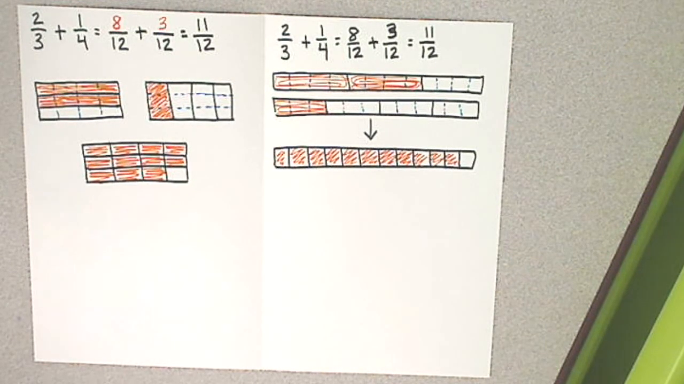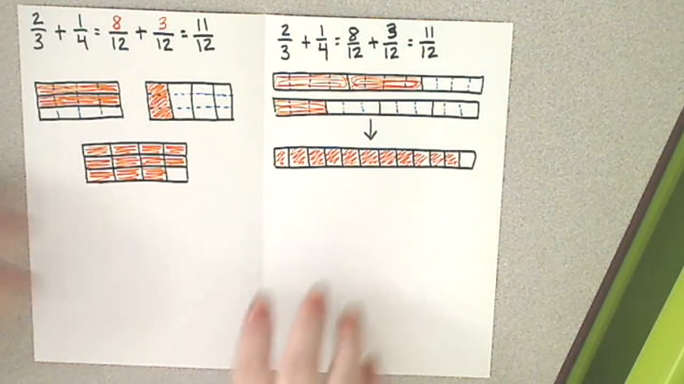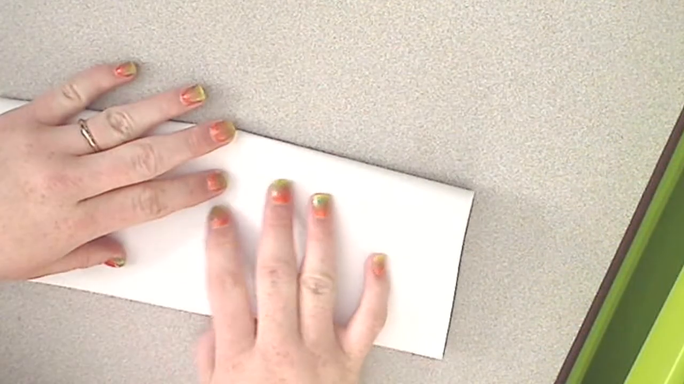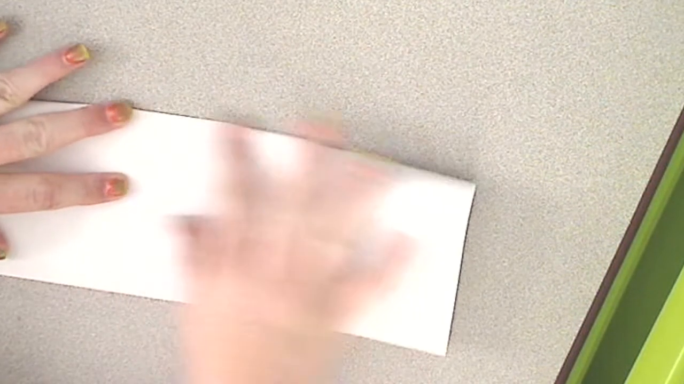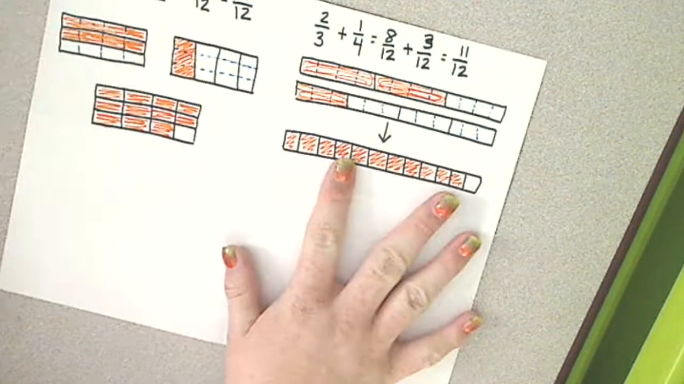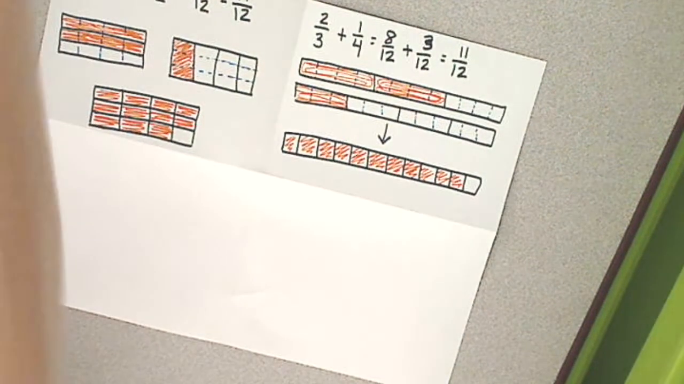Now the last way that you might want to do this, because it may work for you, I'm actually going to take this paper and I'm going to fold it to give myself a section along the bottom. Let's see here.